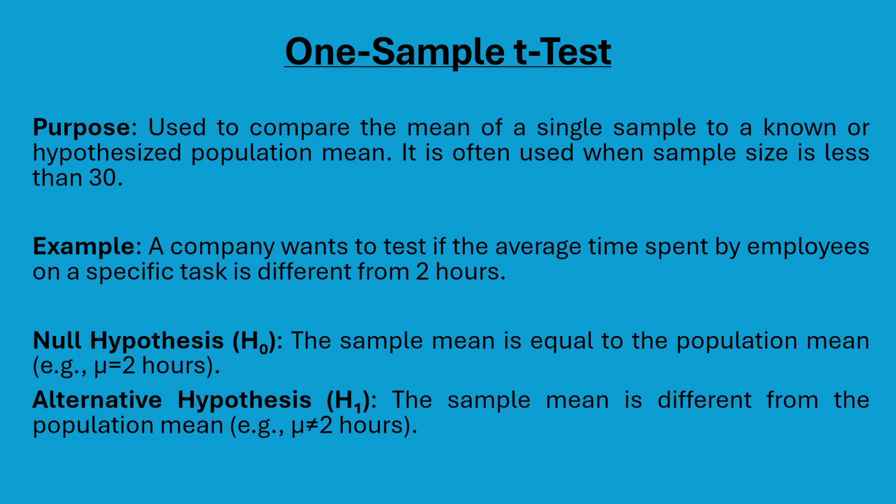An example can be a company wanting to test if the average time spent by employees on a specific task is different from 2 hours. So the null hypothesis can be the sample mean is equal to the population mean, that is mu is equal to 2 hours, and the alternative hypothesis can be the sample mean is different from the population mean, that is mu is not equal to 2 hours.